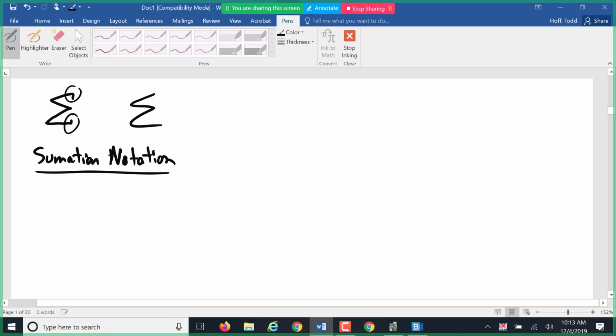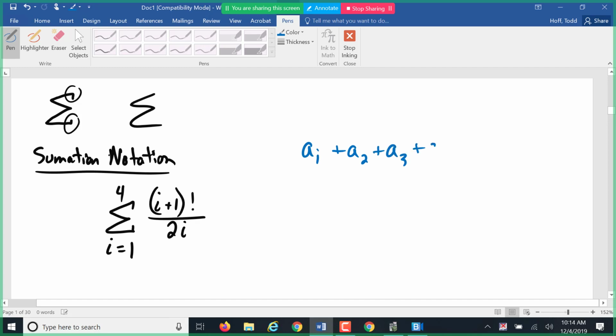And what it is doing is it's telling us to add together a certain number of terms. So, for example, it might tell us to add together from i equals 1 to 4 of (i plus 1) factorial over 2i. What that is telling me to do is this is saying i is my index of a. So it is saying find a1, a2, a3, and a4, and add them together, where this is the general term for a.